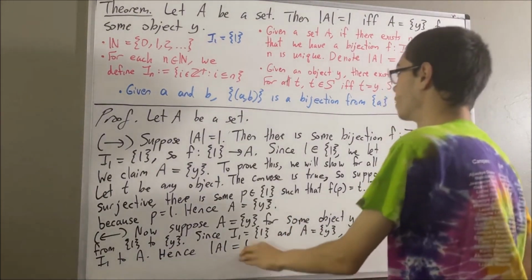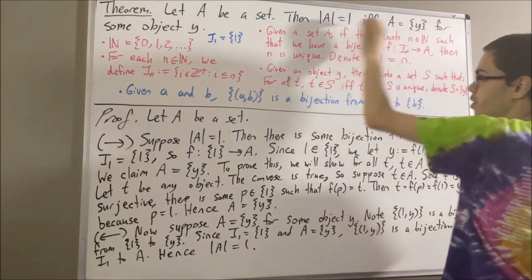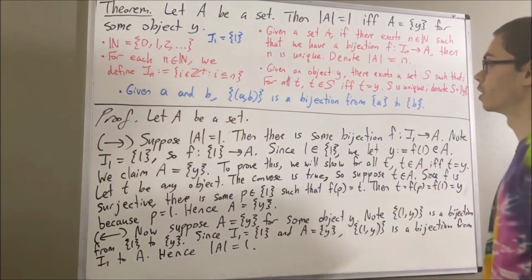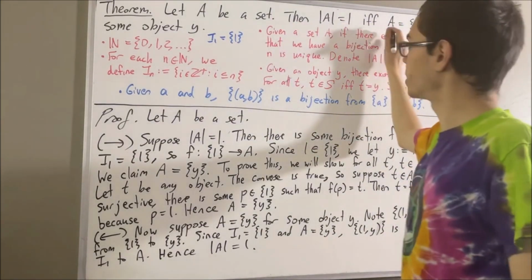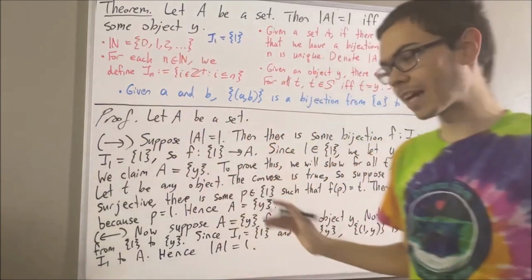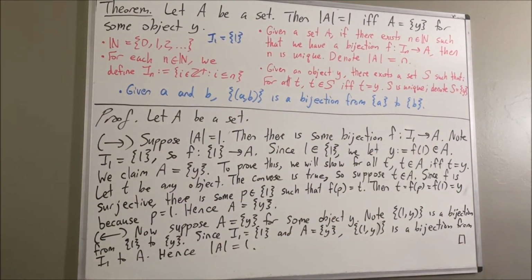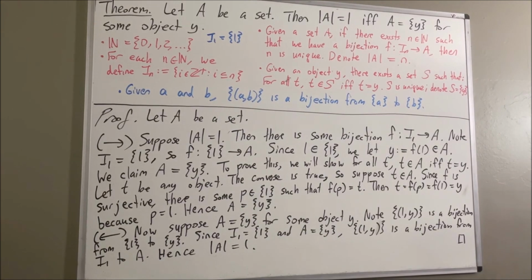So we have proven that this is true. Therefore, if this is true, then this is true. So we've proven both directions of the if and only if, which means we've proven this entire statement. And that's exactly what we wanted to prove. So this completes the proof. And so yeah, that's pretty much it for this video.